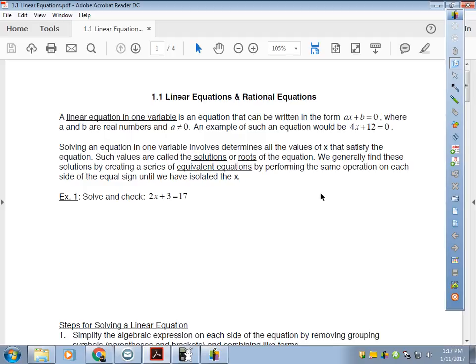Alright, so this is section 1.1, which is about linear equations and rational equations. So we're going to start with a few definitions, and then we'll just kind of move on from there.